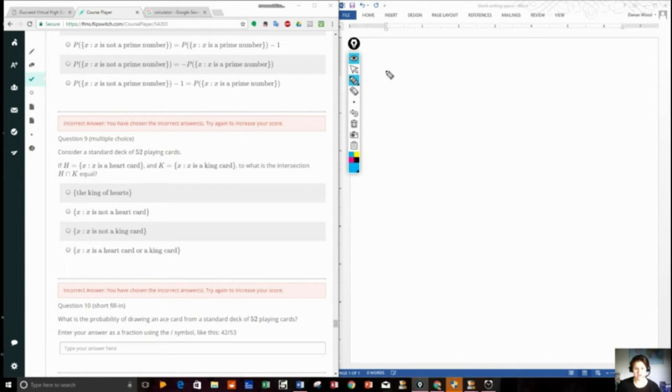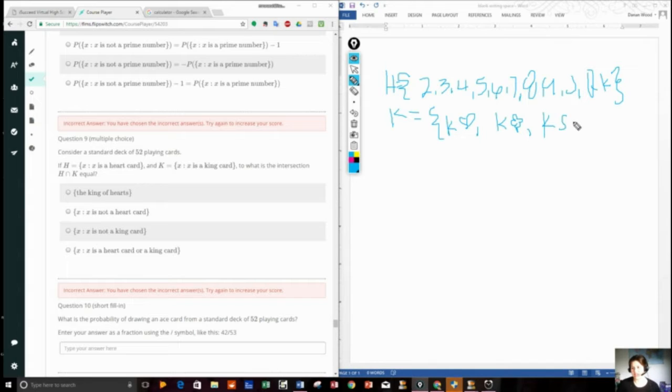H is a heart card. So if I were to list out all of the hearts, I could have a 2, 3, 4, 5, 6, 7, 8, 9, Jack, Queen, King. Alright, that's H, the set of H. Now the set for K is equal to the king cards. So the king of hearts, the king of clubs, the king of spades, those are our upside down hearts, and the king of diamonds.